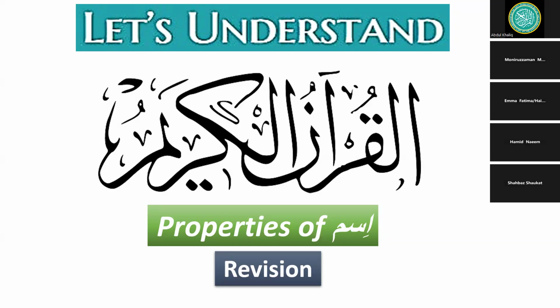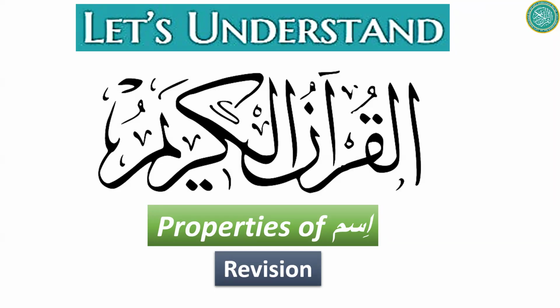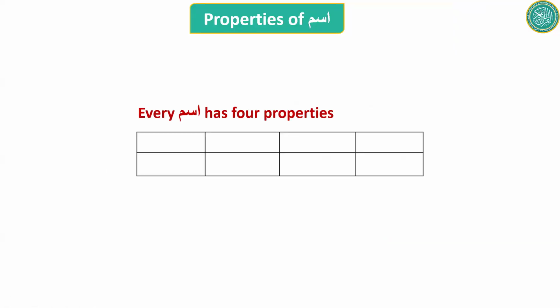So we are learning the properties of ism, and we know there are four properties: status, gender, number, and type. We have finished all of them. We did the last property, the fourth property, type, during the last class, last weekend. Today we are going to revise all four of these properties, inshallah.